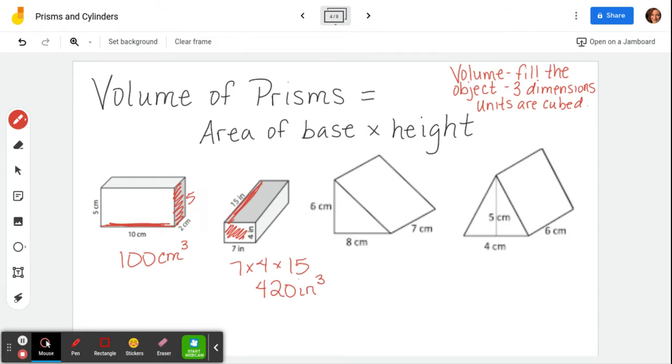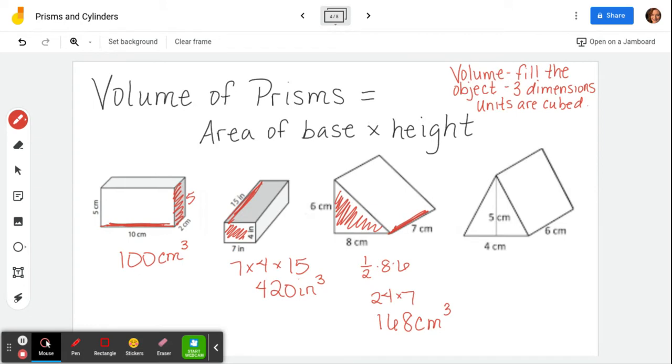Now this next one's going to take a little extra brain power because the base is not a rectangle. I've got to find the area of the base, which is a triangle. For a triangle, you take 1/2 times the base times the height, and it doesn't matter what order you do that in. Half of 8 is 4. 4 times 6 is 24. Then you take that area times the height, the distance between the bases, which would be 7. So 24 times 7, I get 168. And that would be centimeters cubed.